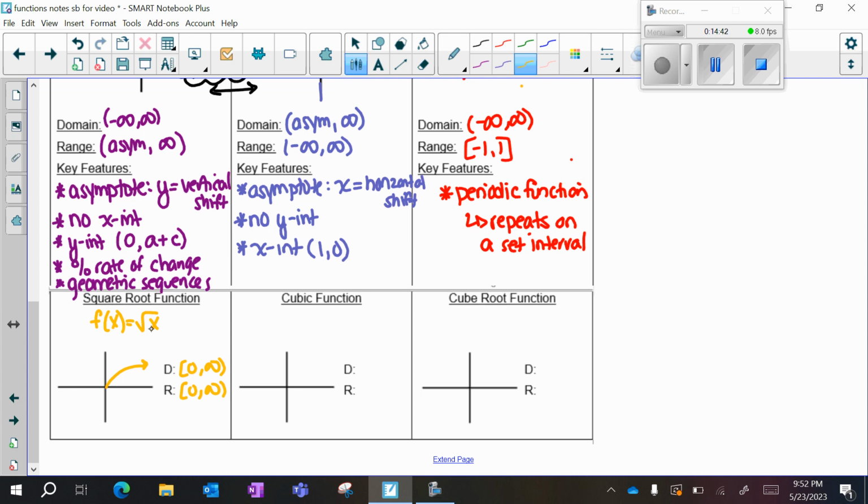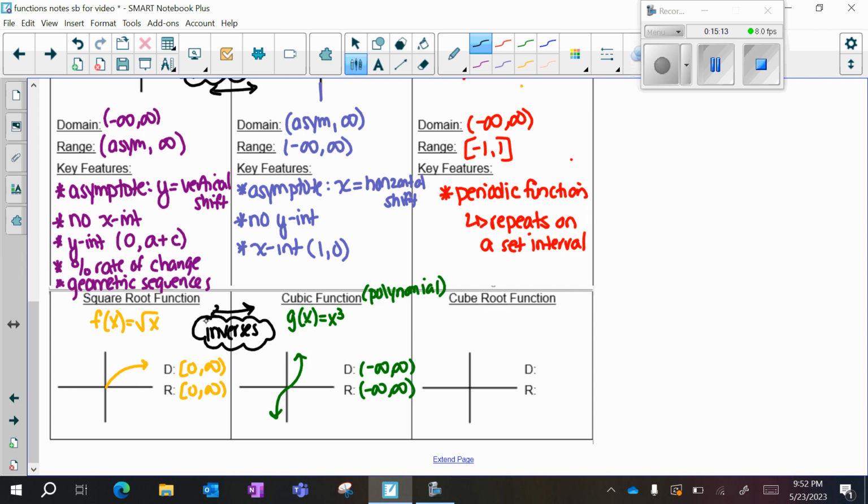The cubic function is x cubed. It's a polynomial function, a specific kind, just like a quadratic. So my domain is all real numbers. It is odd. So my arrows point in opposite directions, so the range is also all real numbers. These two functions are also inverses of each other. Sorry, I jumped the gun. These two are inverses of each other.